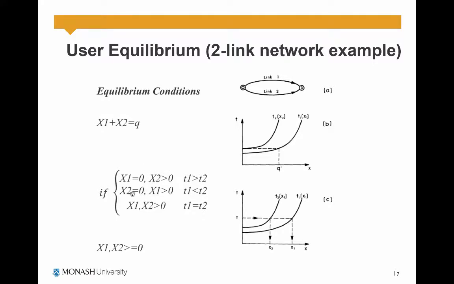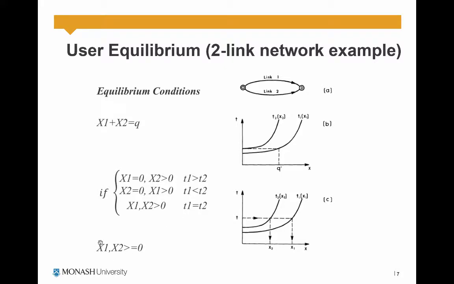Same the other way around. If x2 is equal to 0 and x1 is greater than 0, that means definitely T2 is greater than T1. The travel time of link 2 is greater than the travel time of link 1. That's why no one is using link 2 and everyone is using link 1. However, if both of the link volumes, x1 and x2, are greater than 0, that means the travel time of link 1 and the travel time of link 2 must be equal.